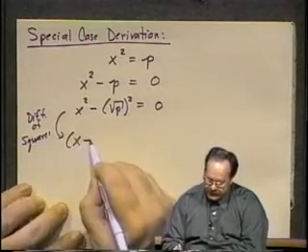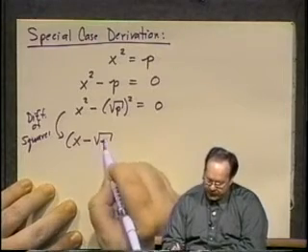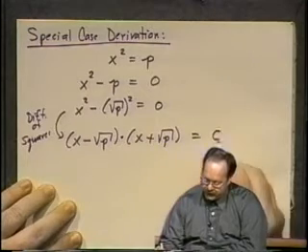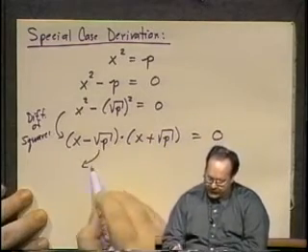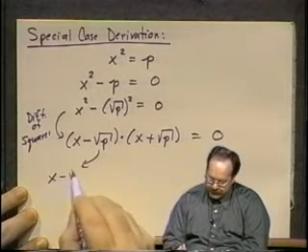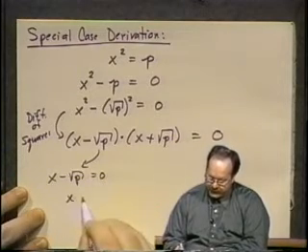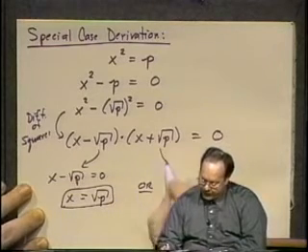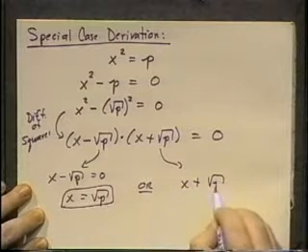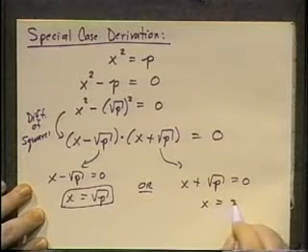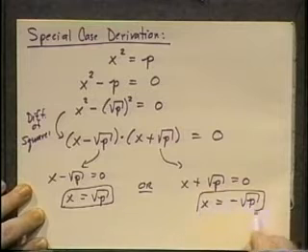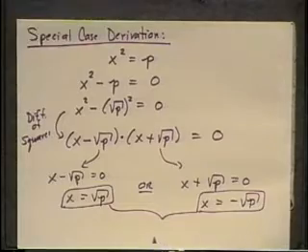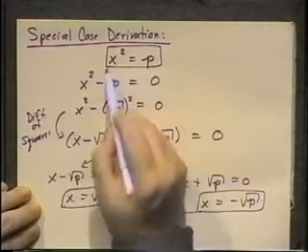This means we can rewrite this as x minus the square root of p times x plus the square root of p equals 0. Now, of course, that leads us to two solutions. x minus the square root of p equals 0 gives us x equals the square root of p. Or the other solution being x plus the square root of p equals 0, x equals minus the square root of p in that case. So with these two, we have solved this original quadratic equation.